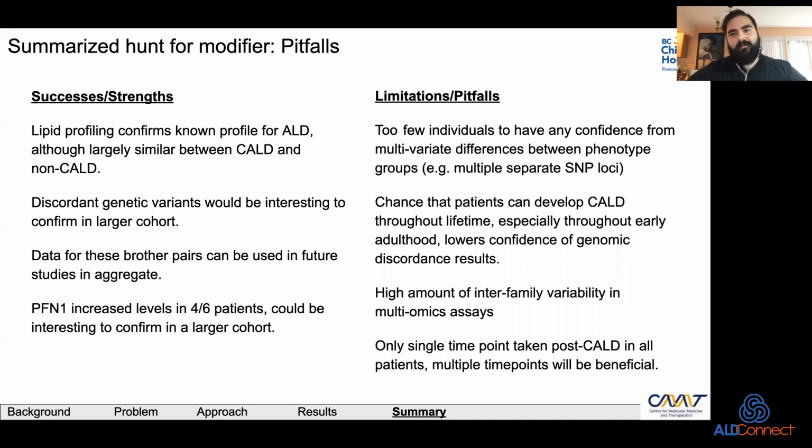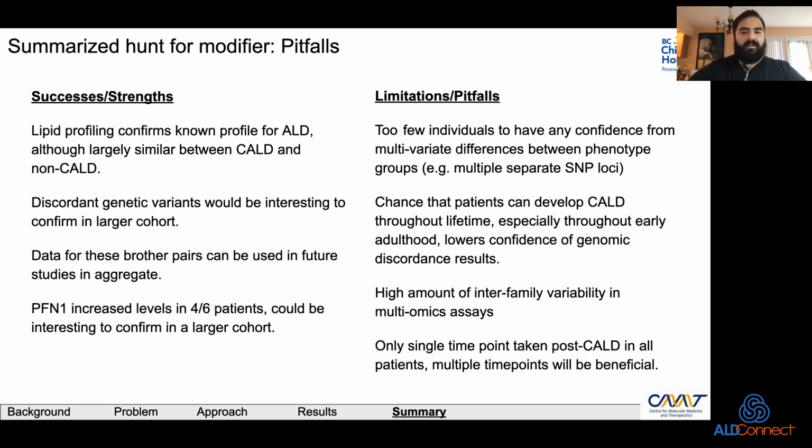Now, the limitations and pitfalls. We had too few individuals to have any confidence in multivariate differences between phenotype groups. So if we did want to consider multiple different genetic loci, or multiple different molecular markers, we are too limited with only 12 samples. Furthermore, there's a chance that patients can develop CALD throughout their lifetime, especially in early adulthood, and this lowers the confidence in our genomic discordant results, as some of our patients were only in their teenage years.